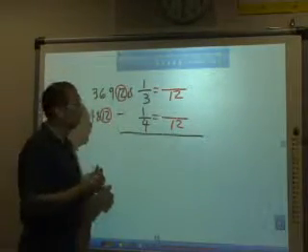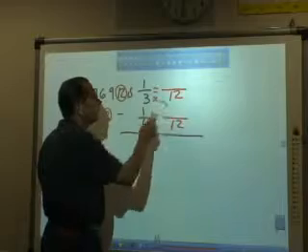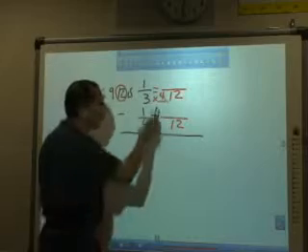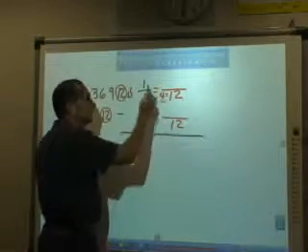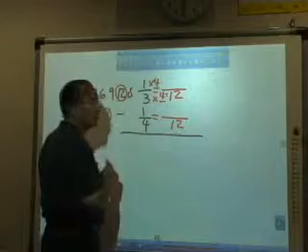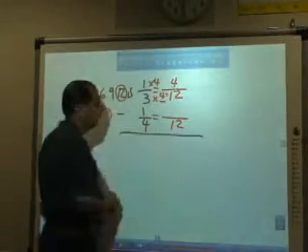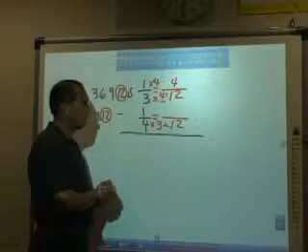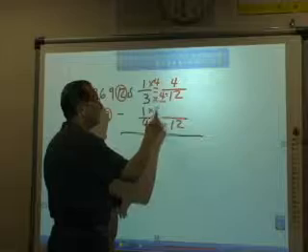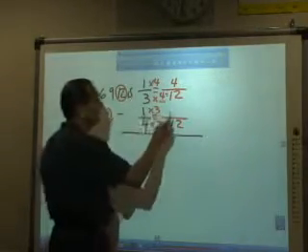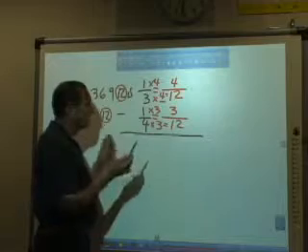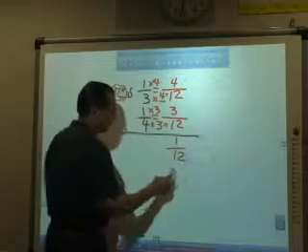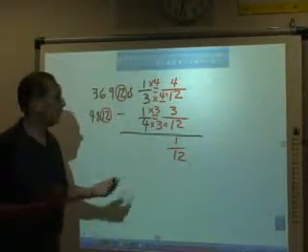And again, just like we did in addition, 4 times what number? 3. Or excuse me, 4 times 4. Excuse me, 3 times 4 equals 12, and whatever I do to the bottom, I do to the top. 1 times 4 is 4. 4 times 3 equals 12. Whatever I do to the bottom, I do to the top. 1 times 3 is 3. And now it's simply a matter of subtracting. 4 take away 3 is 1/12.